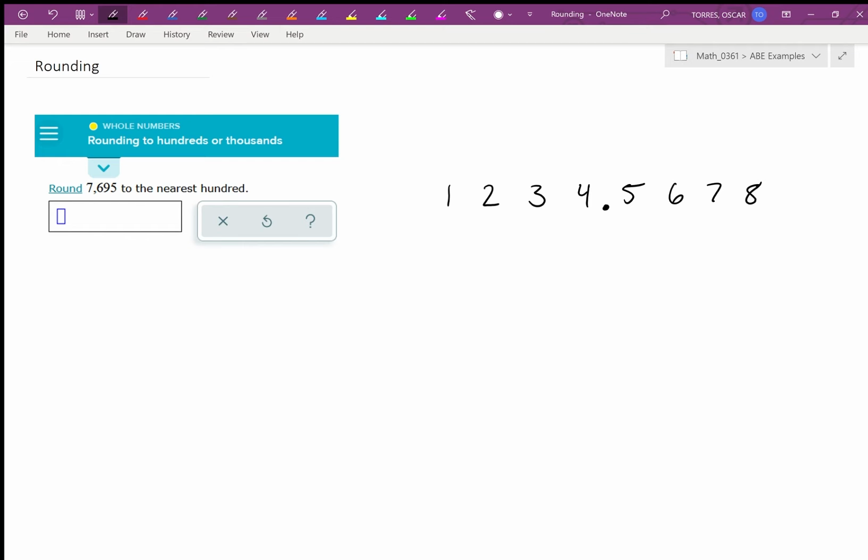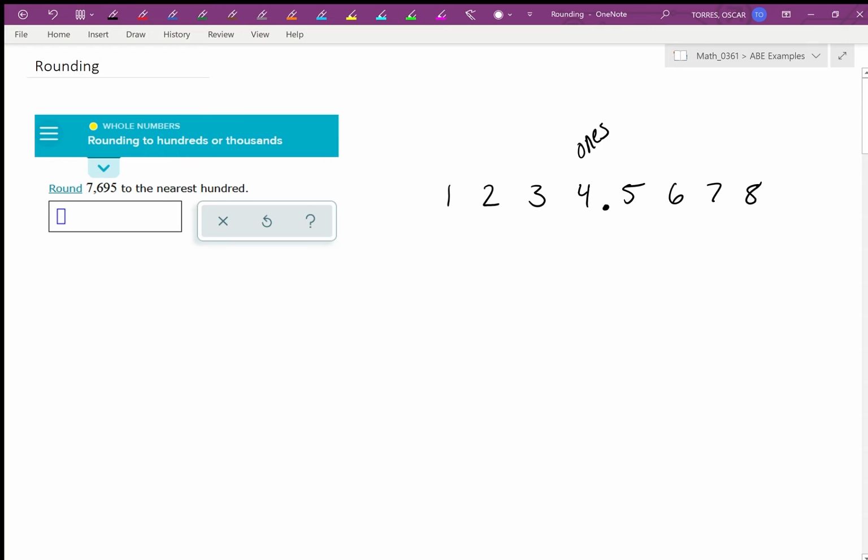Before I go over rounding numbers, I quickly want to go over place values. So when we have a number, let's pretend we're looking at this number, we always want to identify the ones place. The ones place is always going to be directly to the left of the decimal. That means in this case, this 4 is going to be in my ones place.